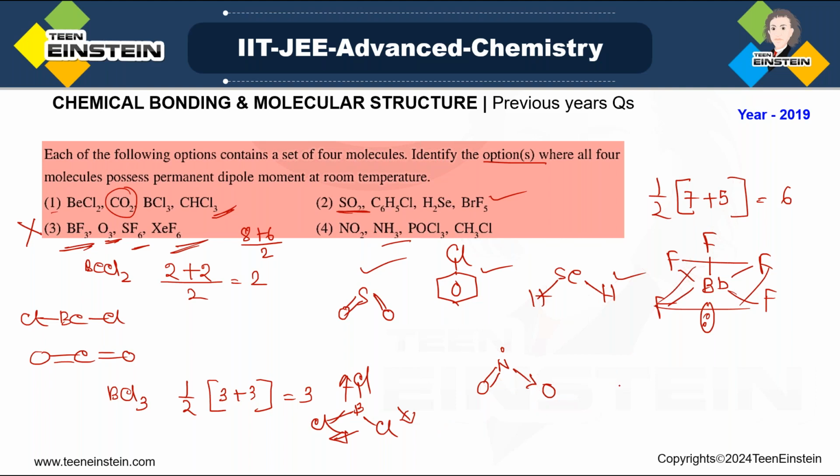Ammonia also. POCl3: calculate the steric number. For phosphorus, it is 5, plus 3 for the chlorine atoms, oxygen is not considered. It is 4, that means tetrahedral. So it will also have a permanent dipole moment, and chlorobenzene too. So in this option, all the molecules have a permanent dipole moment. Out of 1, 2, 3, 4, options 2 and 4, where all 4 species have some permanent dipole moment, will be the correct options.